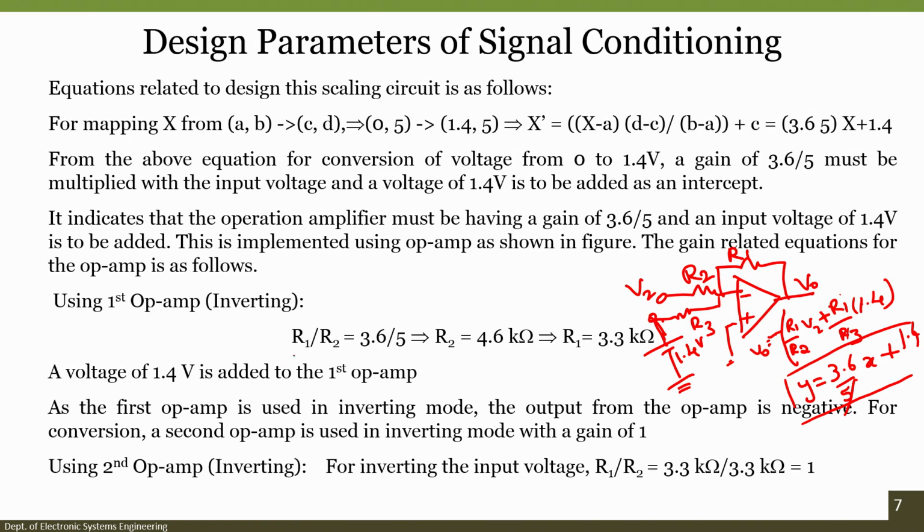Here, R1 by R2, in order to get this ratio 3.6 by 5, they have chosen R2 to be 4.6 kilo ohm and R1 to be 3.3 kilo ohm. And let me be clear, this is one approach. You are free to implement different values if you would like to experiment and do something, so you could always go ahead.